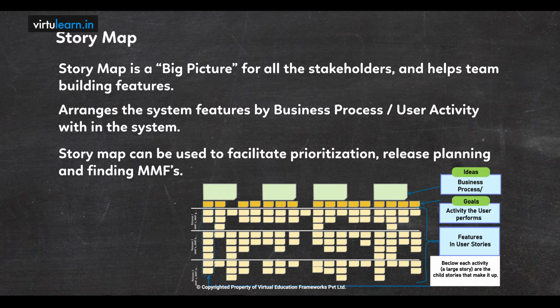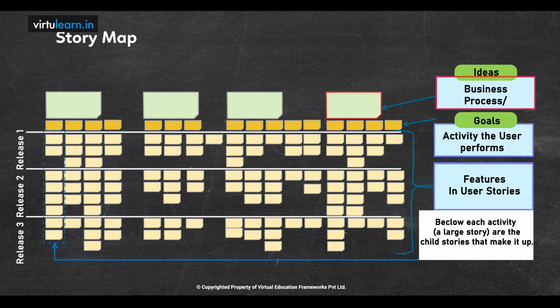Story mapping is a simple technique that helps us to see the overall view of how the business processes and the activities that happen in the system interact, and it also helps us to put the stories under the respective releases so that the release planning can be done. By placing the stories in the story map, it will be easier for us to identify the minimally marketable feature sets that have to be there as part of the release.